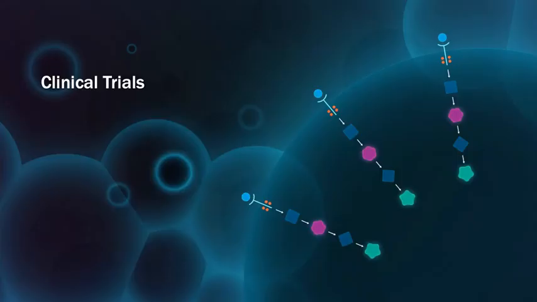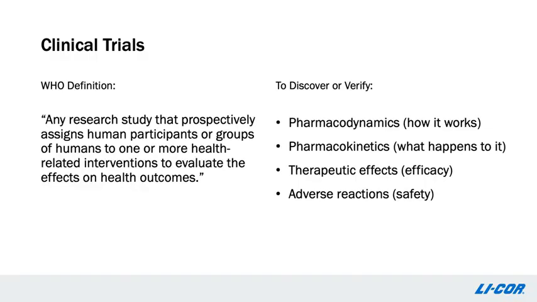Now that we've discussed therapeutic discovery, lead optimization, and preclinical studies, let's briefly talk about clinical trials and the process involved. Clinical trials are defined as any research study that prospectively assigns human participants or groups of humans to one or more health-related interventions to evaluate the effects on health outcomes. The goal of clinical trials is to determine how a therapeutic works, how it's absorbed and excreted from the body, does it have the desired effect, and is it safe and non-toxic.